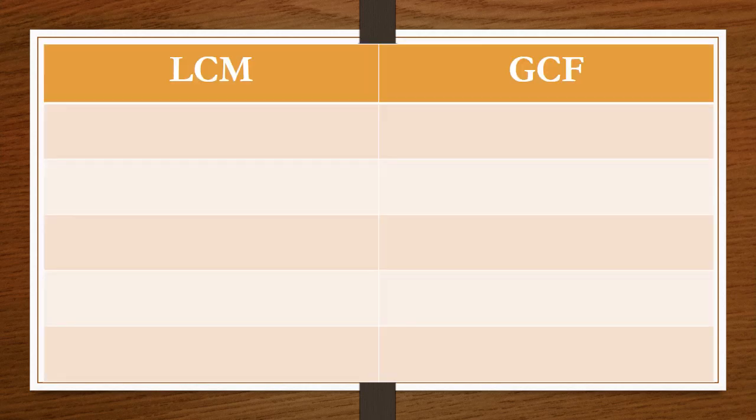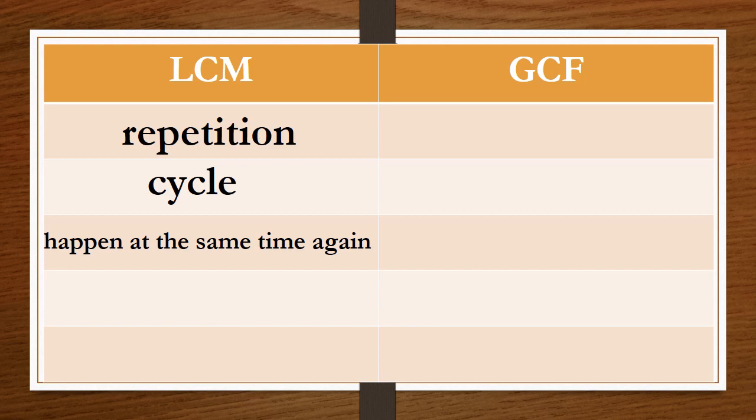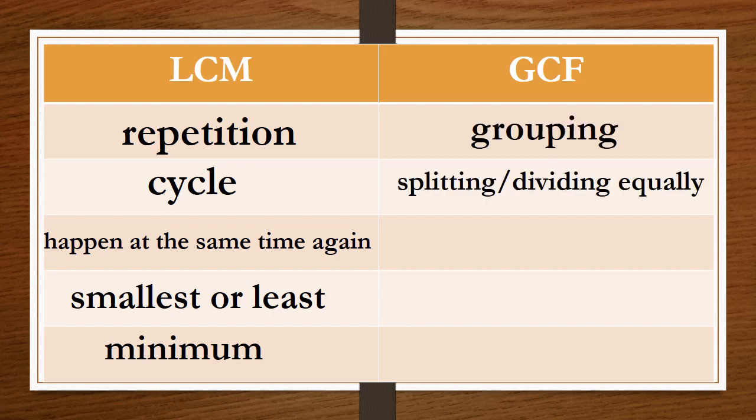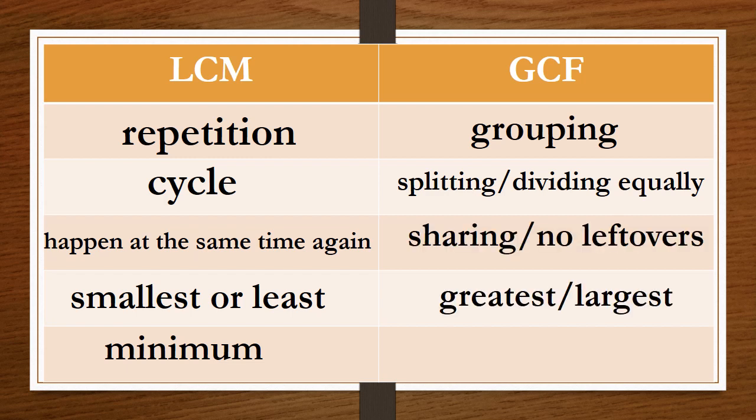In solving word problems involving least common multiple and greatest common factor, there are important keywords that we are going to remember. If we are going to solve the problem by finding its least common multiple, the problem talks about repetition, cycle, happen at the same time again, smallest or least, minimum. If we are going to solve the problem by finding its greatest common factor, the problem talks about grouping, splitting or dividing equally, sharing or no leftovers, greatest or largest, maximum.